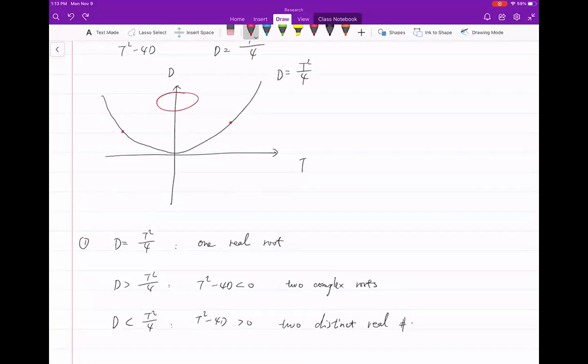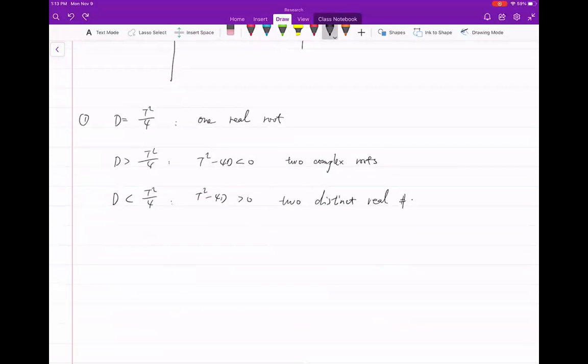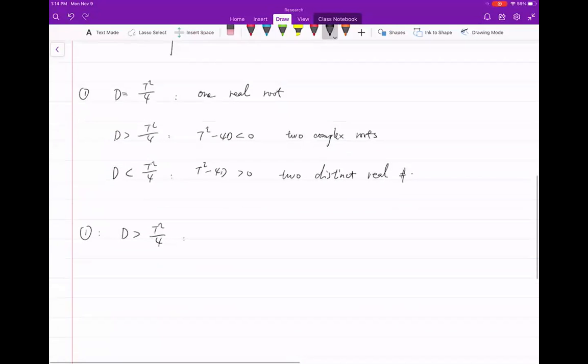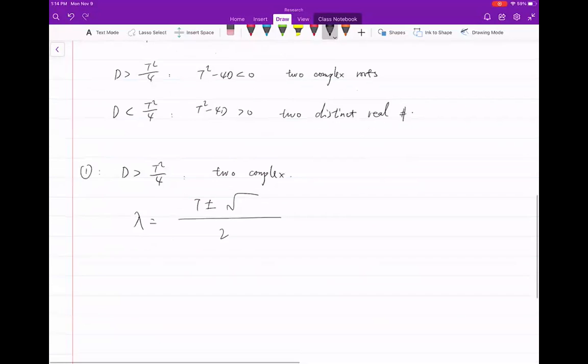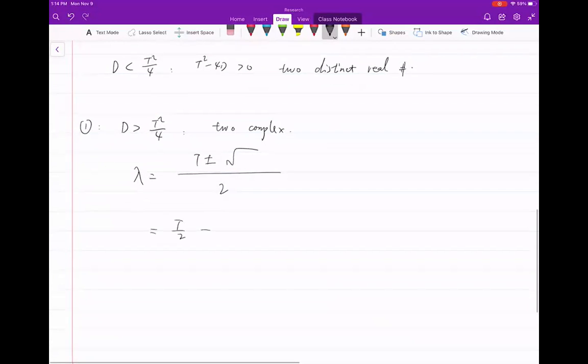Of course, after that, even for complex, we still have different cases. So now we take every single case, and we try to expand it. First, we do this. We know we have 2 complex roots. And we know our lambda equals T over 2 plus or minus whatever you got here. Since we already know it's 2 complex, we know it's going to be T over 2 plus or minus some number times i. So this part will be the real part.